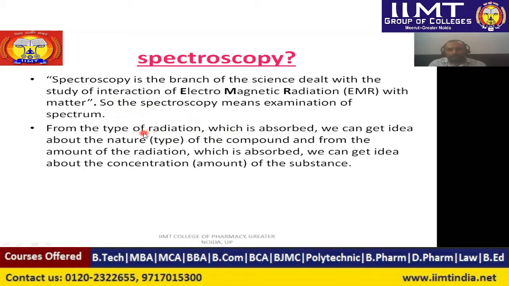Now, the type of radiation absorbed by a particular compound, the nature of the radiation, and the amount of radiation which has been absorbed, these both things basically define the nature of the compound as well as the concentration of the compound in a particular solution. Means with the help of UV visible spectroscopy, we can define which drug is present.